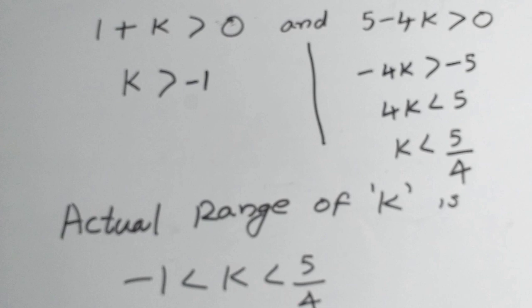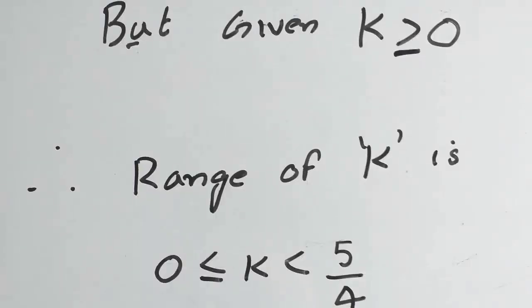But in the question it is given K is greater than or equal to 0. So the range of K is 0 less than or equal to K less than 5 by 4. So option A is the right answer.